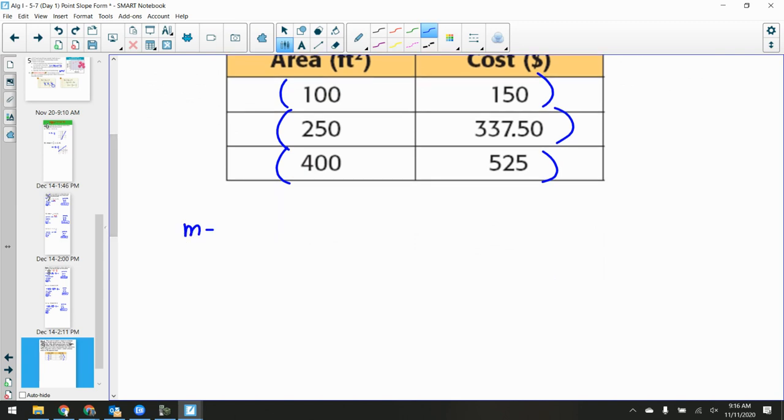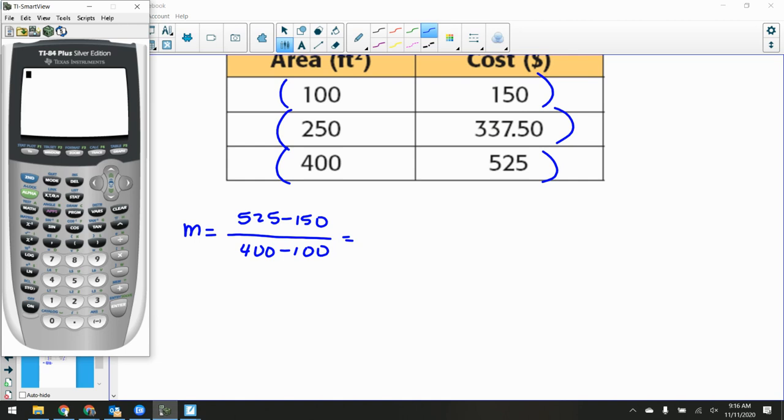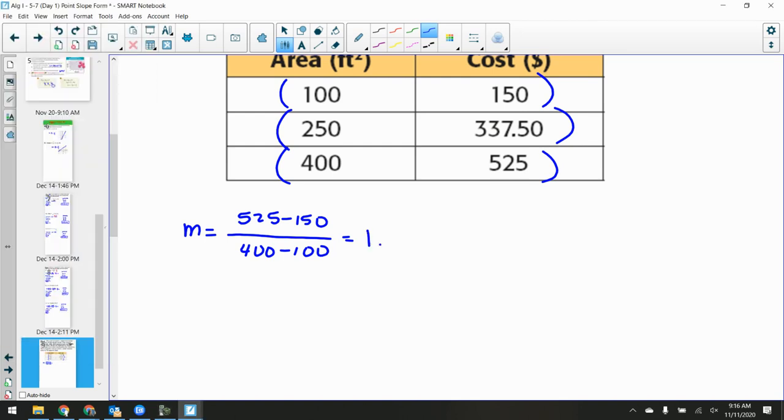So now my m is going to be 525 minus 150 over 400 minus 100. So we got 525 minus 150, and then we're going to divide that by 400 minus 100, which is 300. 1.25. Now, I'm okay with giving a decimal as a slope because this is a word problem. Now, let's find our b value. I think the easiest point to use is 100, 150.